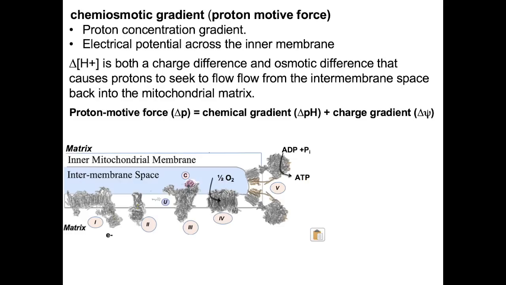And in this way, the difference in the concentration of protons sets up a charge difference and an osmotic difference that causes protons to seek to flow from the intermembrane space back into the mitochondrial matrix. And so the proton motive force, delta P, is equal to the chemical gradient plus a charge gradient. And so protons seek to flow through the inner membrane back into the matrix. But how do they do that?